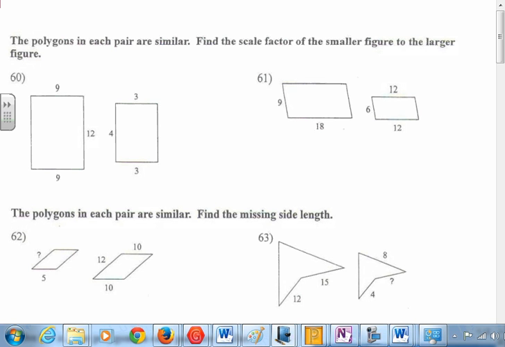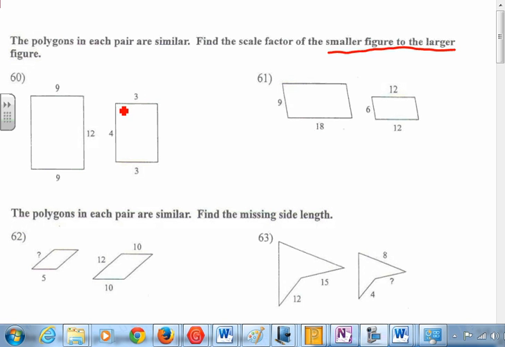Each pair are similar. Find the scale factor of the smaller figure to the larger figure. So we need to make sure that we are going from the smaller figure to the larger figure. Okay, so let's take a look at this. There's a couple of different ways that we can express the scale factor from the small figure to the large figure. First of all, we need to make sure we know which sides are corresponding.